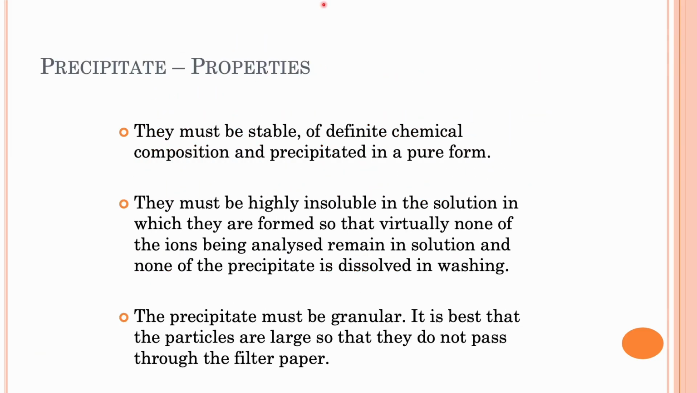So your precipitate that you're forming from the reaction between your sample and your suitable solvent must be in as pure a form as possible. It must be stable, meaning it doesn't break down or interact with the atmosphere. It must be highly insoluble in your selected solvent. All of the ions that you're trying to analyze remain a part of your precipitate. And the larger it is, the better it is in terms of the filtration process, so it doesn't slip through your filter paper or your vacuum filtration funnel.